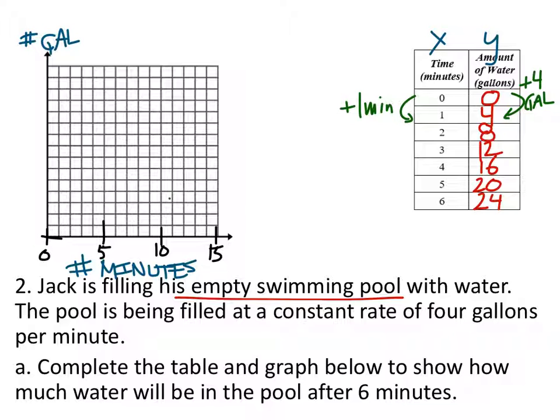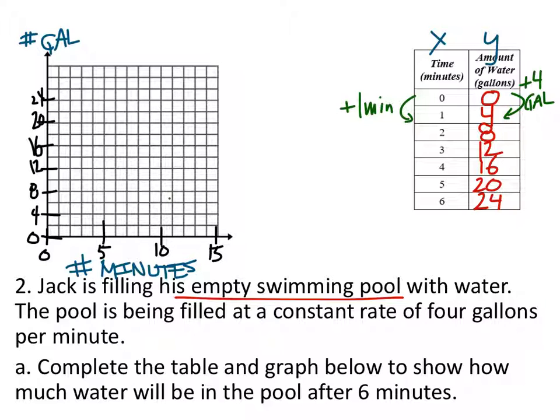The scale for the y-axis, I'm going to say again that each of these lines represents 2. So this would be 4. That's as high as we need to go on this one. Now it's just a matter of putting these points on the graph.